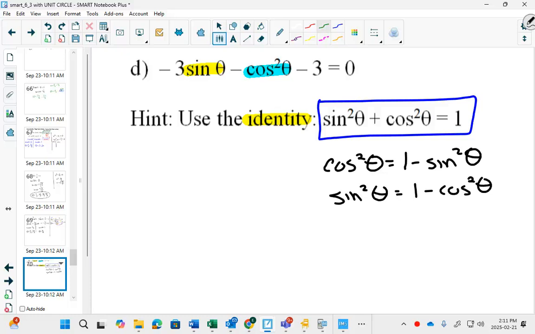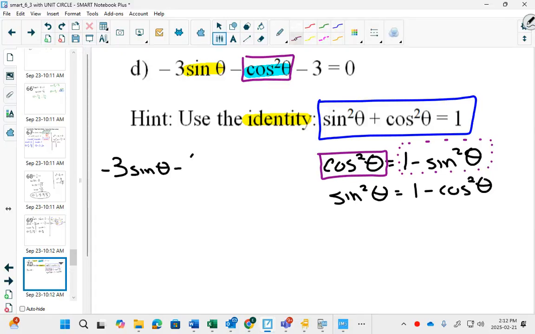But that's going to let me go, hey, wait a minute, I have a cos squared here. I can rewrite that as 1 minus sine squared. And if I rewrite what I started with, I have minus 3 sine theta minus, and anytime you substitute something in, put it in brackets, I can replace the cos squared with 1 minus sine squared. Now this negative sign up front beautifully distributes, which will give me a positive sine squared.